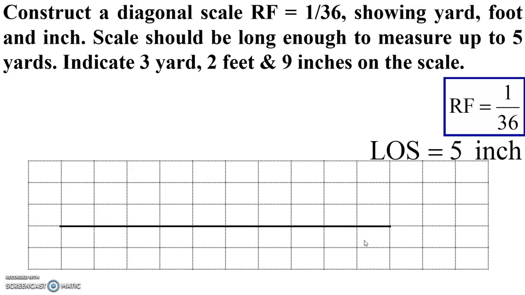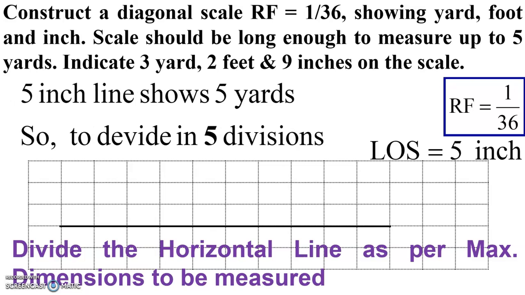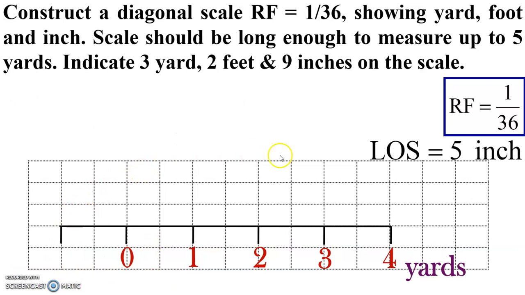Now whatever may be the dimension of this length, this line indicates how much distance? This line indicates the 5 yard distance. So if I divide this line into two divisions, one division will show us 2.5 yards. If I divide this line into 5 divisions, one division will represent 1 yard. So it is easy for us. So we are going to divide this line into 5 divisions. So we have divided this line into the 5 divisions.